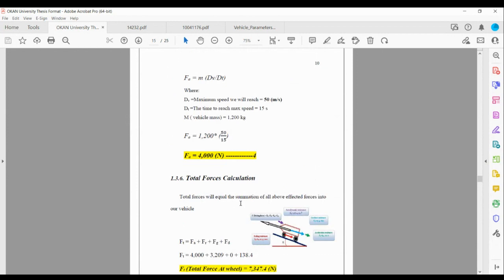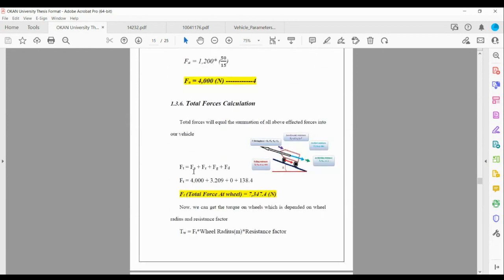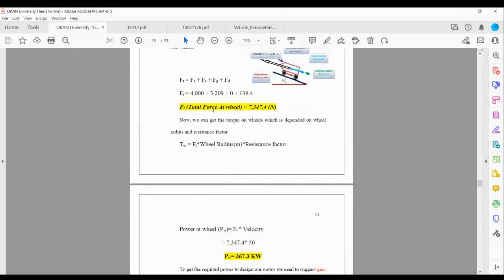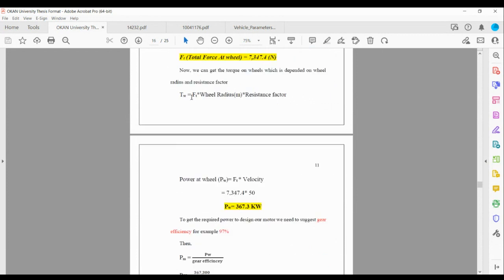Also, total force calculation, FA plus FR, FG, FD. Okay. Now this is just the force. Okay, don't forget it, force. And then you need to calculate power. What's the power? Power depends on the wheel radius. Okay. His electric vehicle's maximum power need is 367.3 kilowatt.